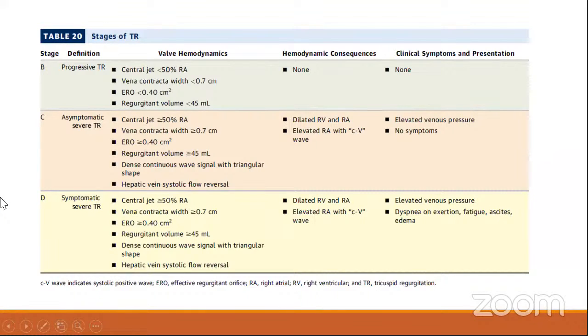The third stage is symptomatic severe tricuspid regurg. The central jet will be more than or equal to 50%. The vena contracta is the same as before, more than or equal to 0.7. The effective area more than 0.4. The volume is more than or equal to 45. And there will be the same as before, the dense continuous wave signal with triangular shape, and the hepatic vein systolic flow will be reversed. For the hemodynamics, it is the same as before, dilated RA and RV, and elevated RA with C wave. Here, the patient will have elevated venous pressure, and he can present with symptoms such as dyspnea on exertion, fatigue, ascites, or edema. And these are the stages in the guidelines.